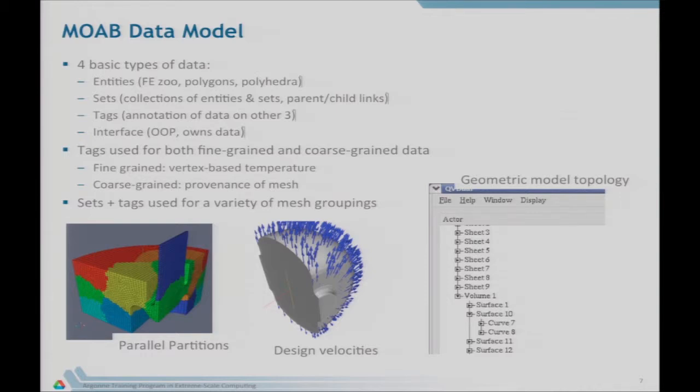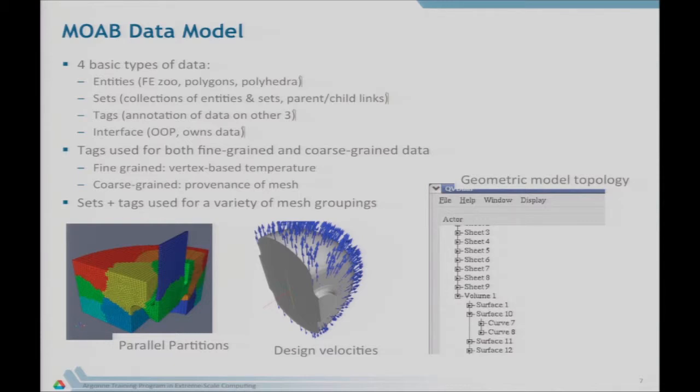In practice, these sets and tags are used for a variety of mesh groupings that often come with the mesh. So for instance, you can phrase a parallel partition as a set of sets where each set represents a part in the mesh, and a tag tells it that this set is a part in a parallel partition. You can use it for vertex-based variables.